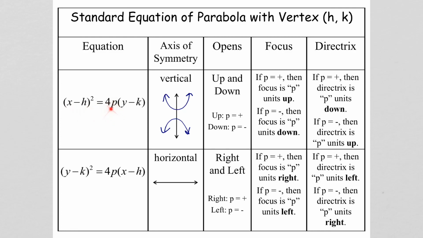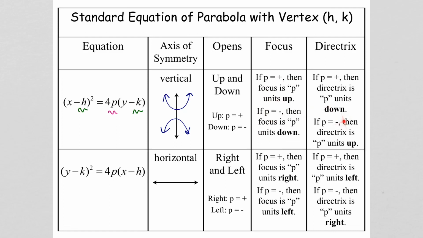It's going to be equal to 4 times p. Remember, p is that distance from the vertex to the focus or the vertex to the directrix. And depending on if this parabola goes up or down, this p will be positive or negative. If the parabola is up, then this p-value will be positive. If this parabola is facing down, this p-value will be negative. And then you write y minus k. So what you need to fill in for the equation of the parabola is always your p-value, and then decide if it's positive or negative, and then also your vertex, which is h and k.